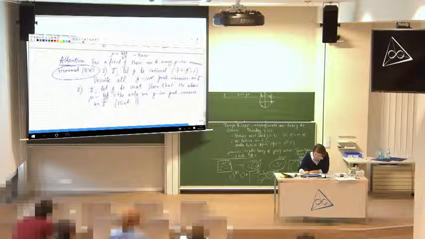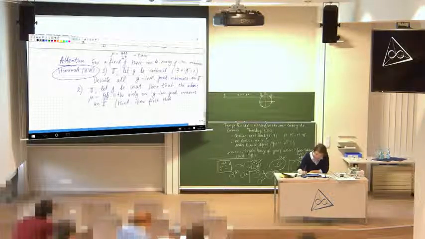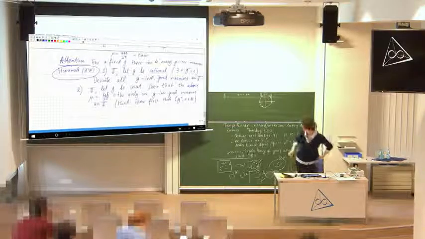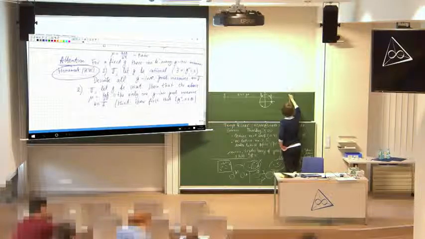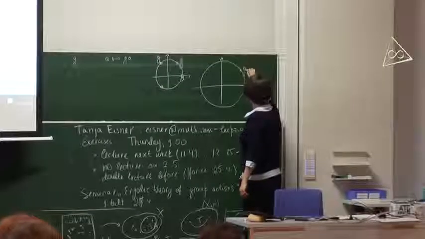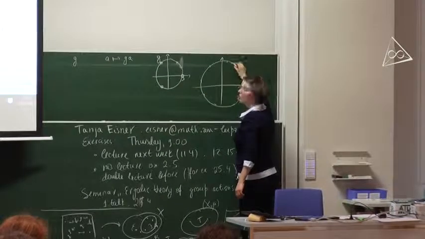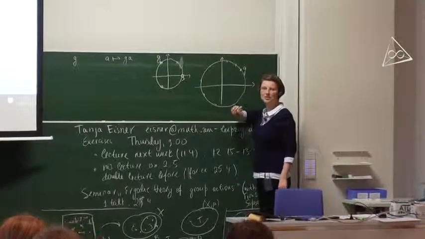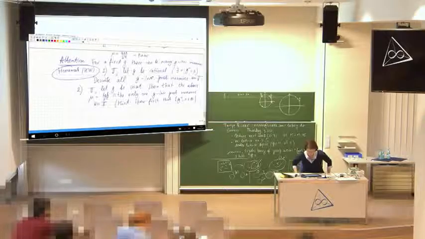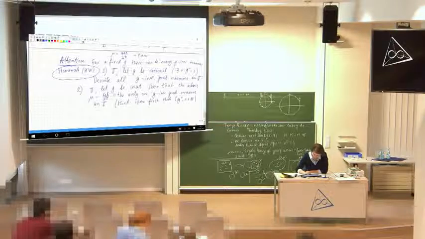And here a hint. Show first that the orbit of g, sorry, the orbit of g. So if g is irrational, then it means that the orbit doesn't hit 1. But then the orbit is even dense. So if g is irrational, then the orbit is dense. Density.